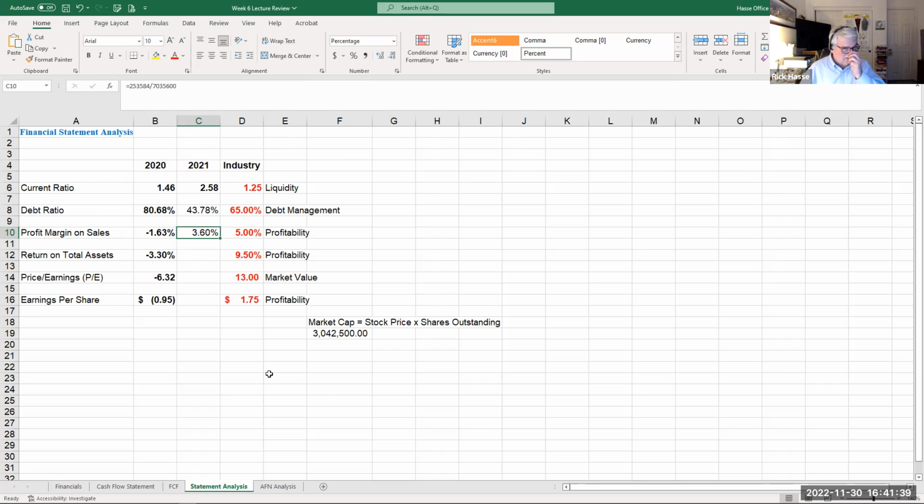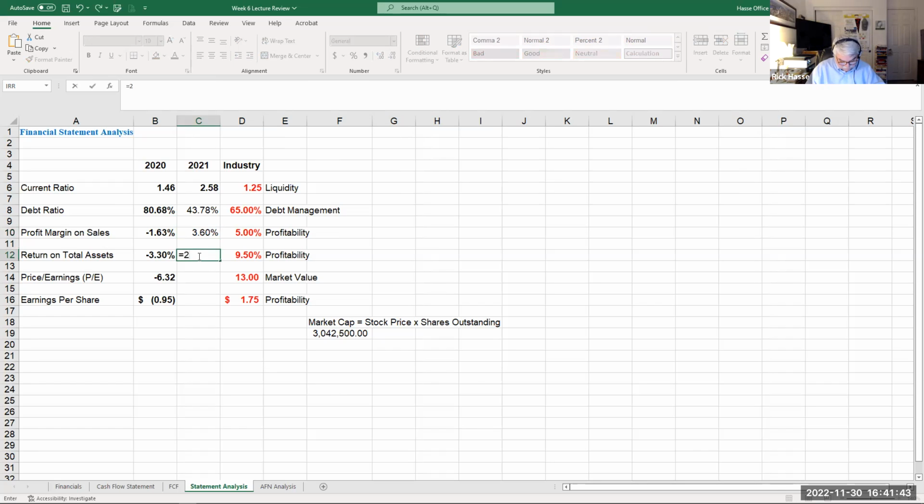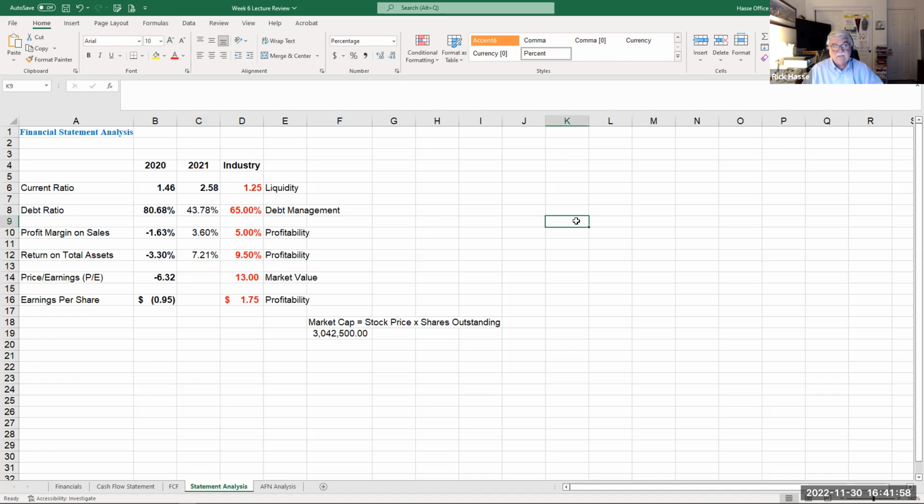The return on total assets is the relationship of net income, 253,584, divided by the assets of the company, 3,516,952. Make that a percent, 2 decimal places, 7.21. Again, feeling the same lines that we're not making enough profit. 7.21 is okay, but the industry average for this company is 9.5%. We're not making enough profit off the assets that are generating those profits.